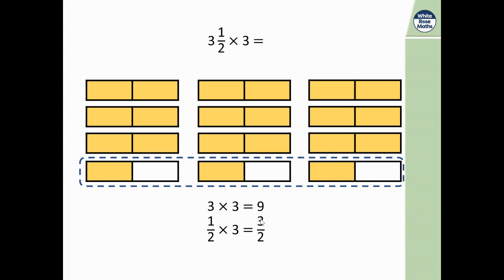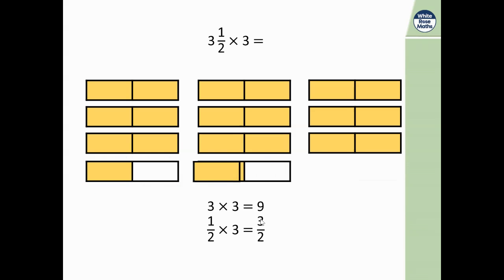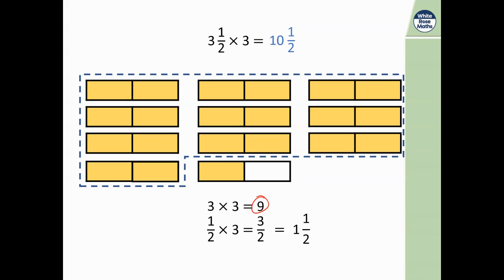But of course, 3 halves is an improper fraction. So we need to convert that back into a mixed number. 3 halves, of course, is 1 and a half. And then add our 9 to that. 9 plus the 1 and a half becomes 10 and a half.